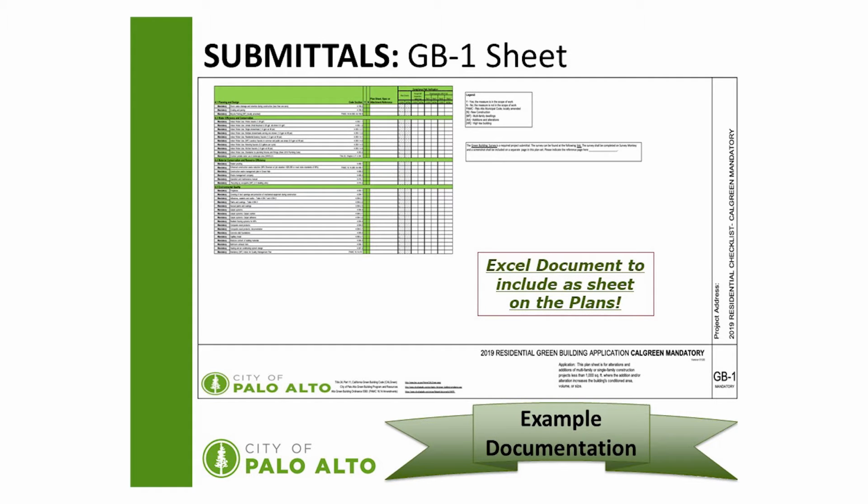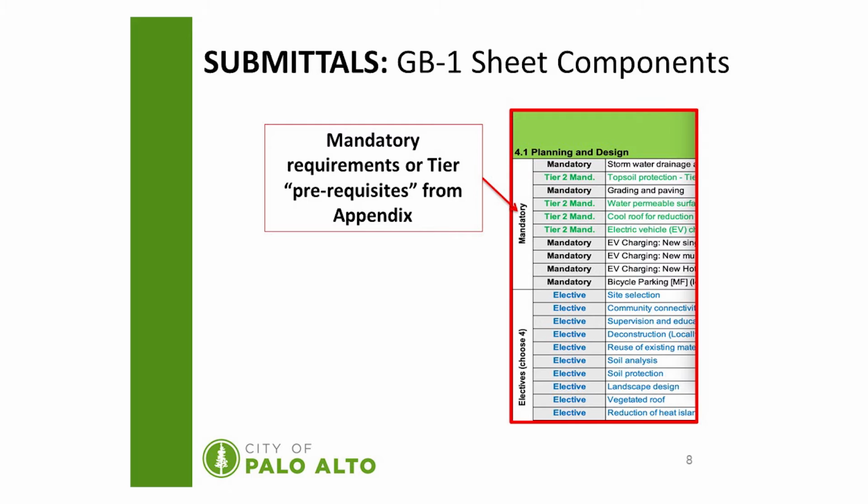This slide provides an overview of the GB1 Green Building 1 sheet that needs to be included in the permit plans. This document is an Excel document to be included as a sheet. So now I'll just reiterate some of these items so it becomes clear to you about what needs to be included in the permit plans. So the mandatory requirements are identified on the left-hand side as mandatory, or the Tier 2 prerequisites or Tier 2 mandatory requirements from the appendix.